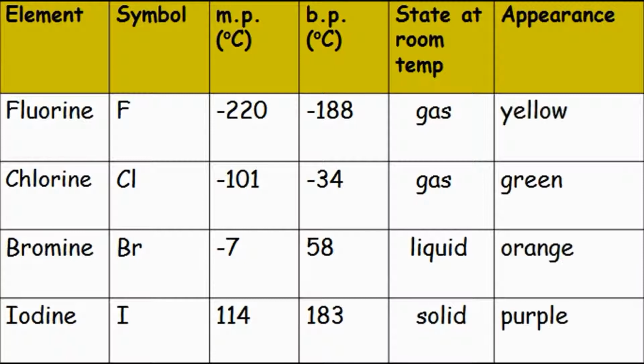Okay, let's have a little look at the colours. As we said before, you've got a yellow going down to green, and then an orangey brown, and then purple, and like I said, we'd expect astatine to be a black colour.